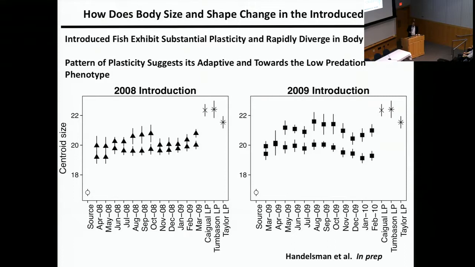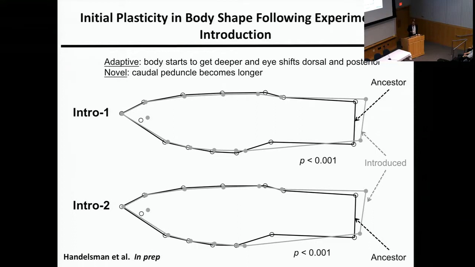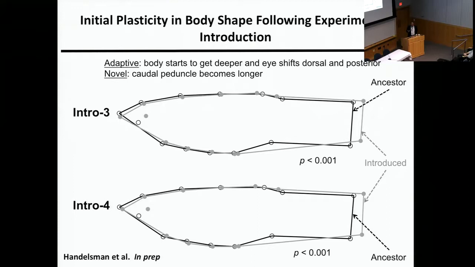What about shape? Well, when we looked at the introduction fish, we saw something that was kind of predictable, but also something that was unusual. So most of the features of body shape seemed to be very adaptive, meaning that these fish appeared more low predation-like. The position of the eye relative to the tip of the mouth became more similar. They also became deeper, but there was something unusual in that the fish got longer. And that was opposite to what we expected. We expected them to get a little bit shorter in the caudal peduncle region. And this was seen in both sets of introductions.